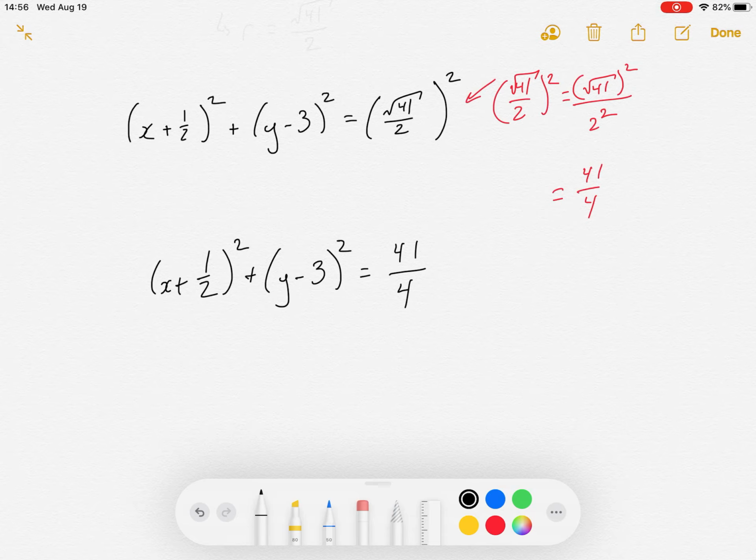And that brings us to the end of section 1.2. Remember, we found the intercepts and we found the equations of circles, and we did some stuff with each of those.